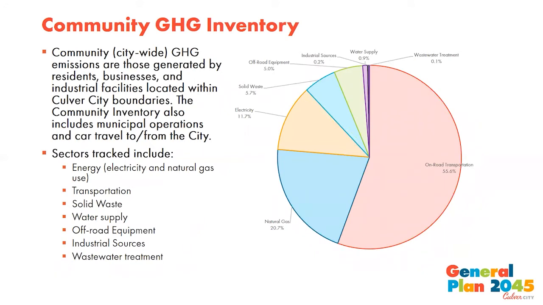And here's a summary of the community or citywide emissions inventory, which includes emissions from all residential and commercial electricity and natural gas usage, transportation, solid waste disposal, and other sectors listed here. Similar to the municipal inventory, on-road vehicles account for the majority of GHG emissions, with natural gas and electricity used by buildings being the second and third biggest contributors. Culver City's electricity emissions are relatively low as compared to emissions from other jurisdictions, and I'll discuss that further on the next slide.